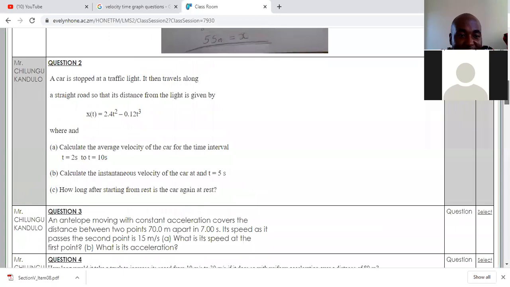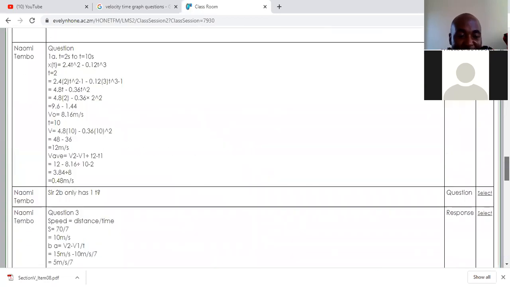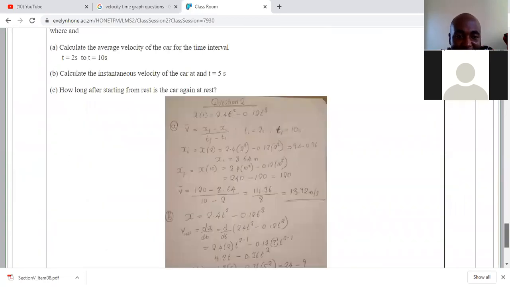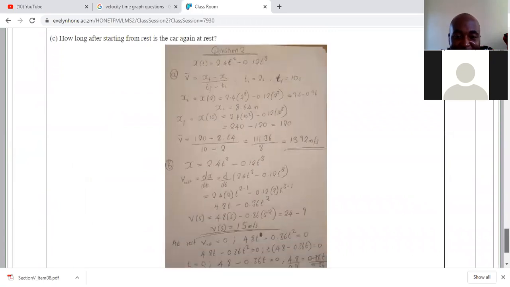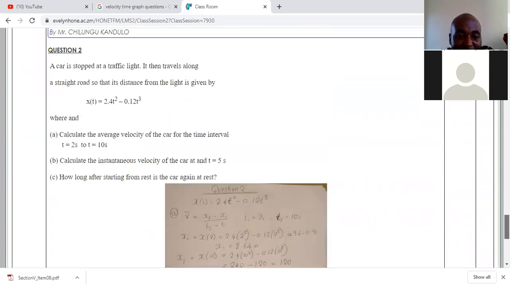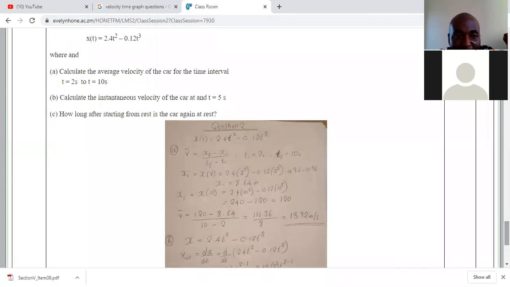So this question is very straightforward. The reason why it has some marks, I've solved it here. The first question is calculate the average velocity of the car for the time interval t equals 2 seconds to t equals 10 seconds. So the first thing is you copy the equation. x as a function of time equals, let's hope I haven't made mistakes.